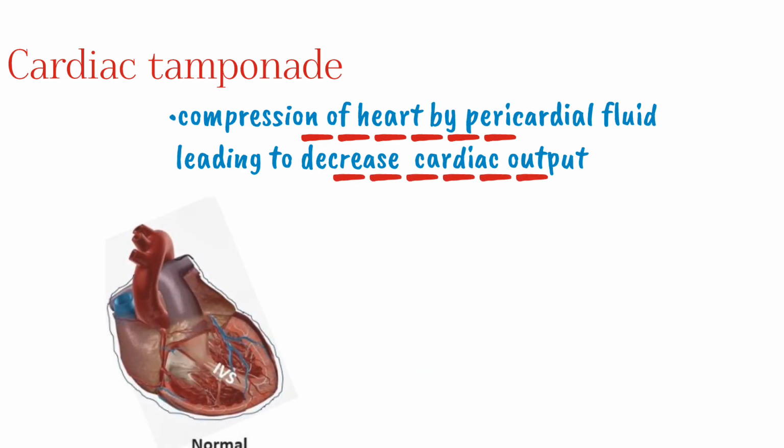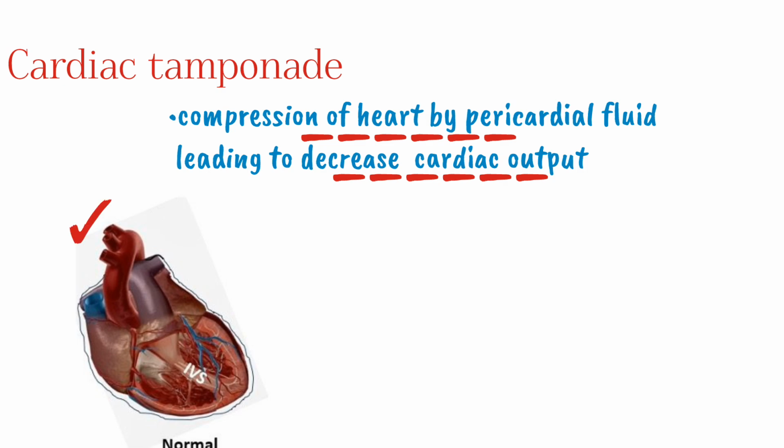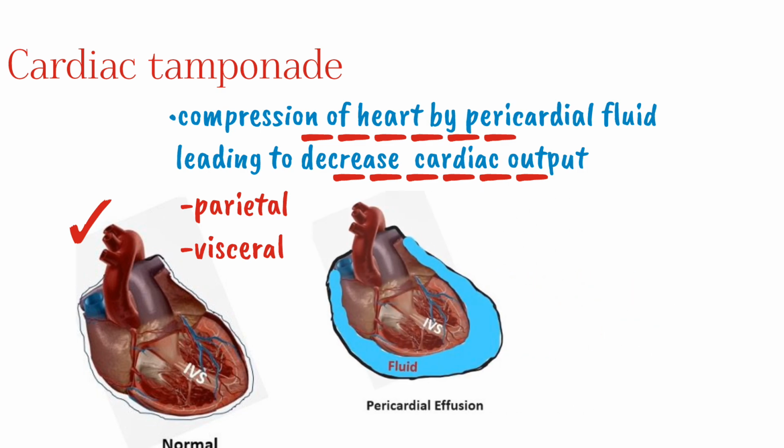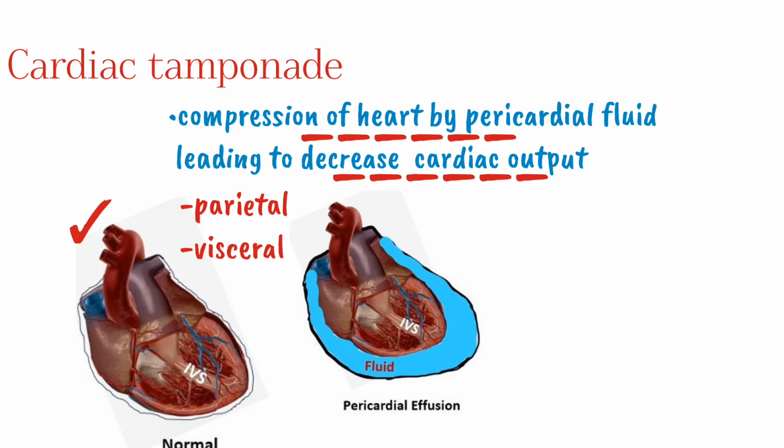In normal circumstances, the heart is surrounded by two membranous layers, the outer parietal layer and the inner visceral layer. In between these two layers, there is a little fluid. Sometimes, due to malignancy or infection or some other pathology, there is an accumulation of fluid around the heart. It is called pericardial effusion.